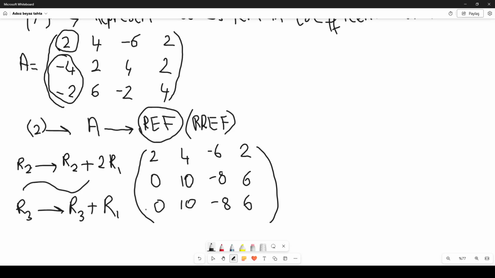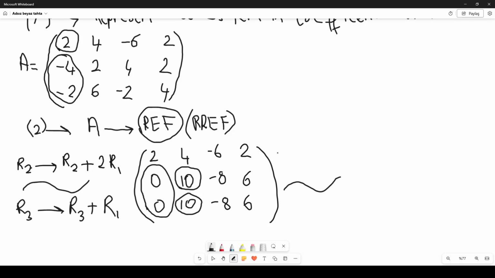Alright guys, now I'm done with the first step of the Gaussian elimination method, since now I eliminated the values below the first pivot element. Now I pass to the second step. So the second pivot element is the very first non-zero element in the second row, which is 10 in this case. So what should I do? I need to eliminate the values below the second pivot element as well. So this value in the third row, which is 10, should be 0.